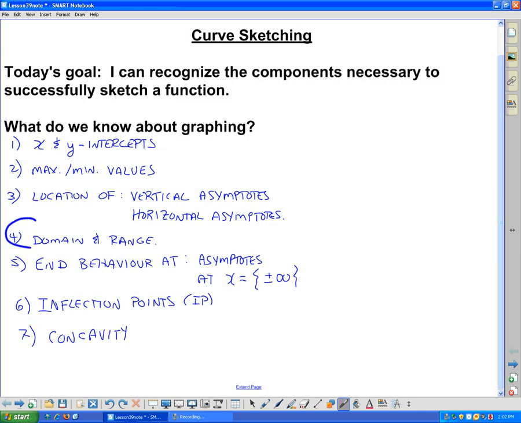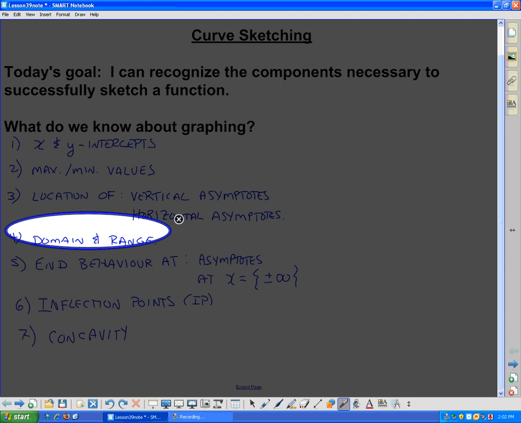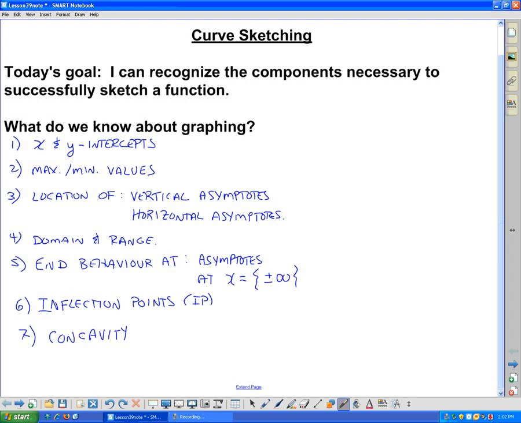Domain and range, that is a grade 11 skill. End behavior. End behavior is how the graph acts at the ends of the asymptotes. You talked about that in advanced functions, and now we're going to clean that up a little bit in this particular course. Inflection points.